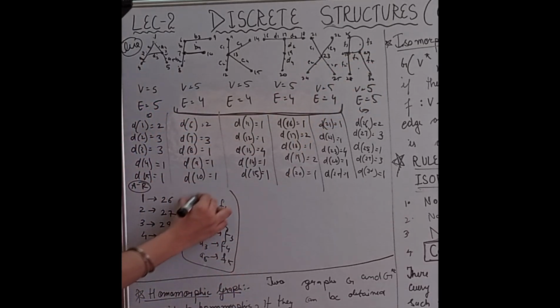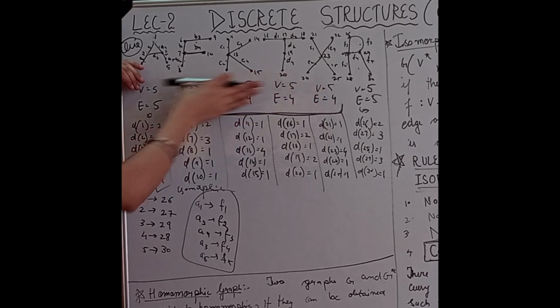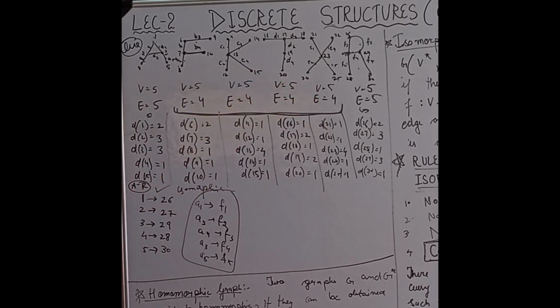So in this case I have found the correspondence between the vertices and edges. So I can say that the pair A and R graphs are isomorphic. In this way we can check for other pairs. How many pairs are we left with? A and R we have checked, and for the other four we'll first find the degree of vertices, which should be same. So in this case the degree of vertices is not same. This F graph and T graph have the same degree sequence.